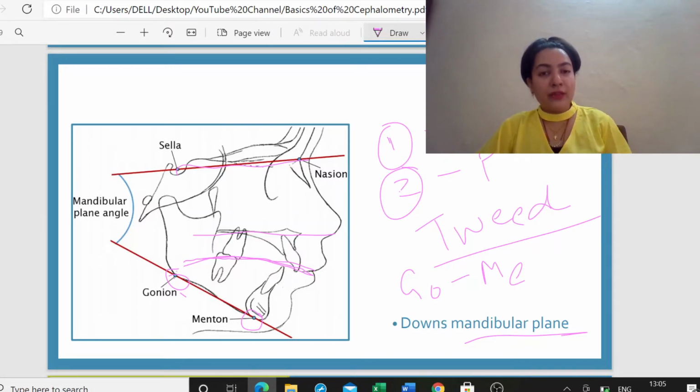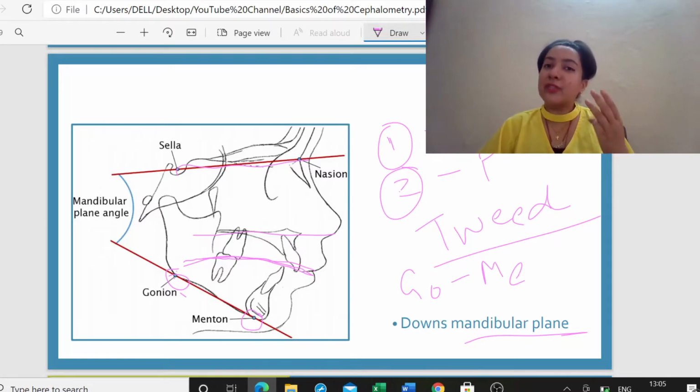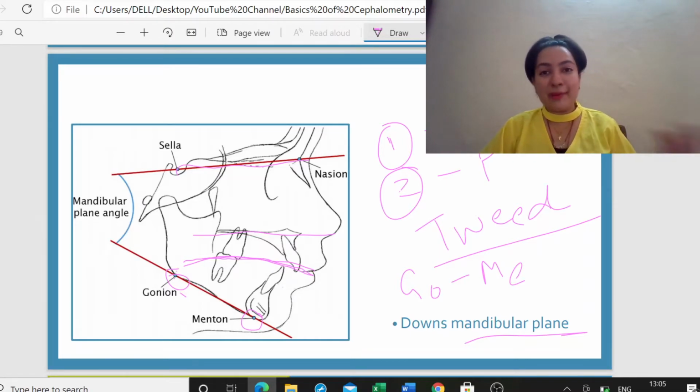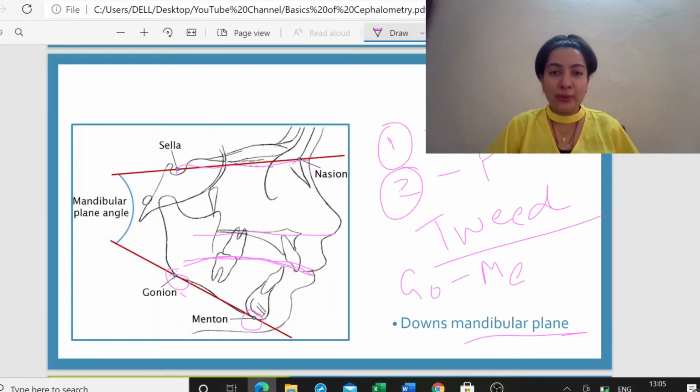Okay, so one thing which you have to remember in mandibular plane, it was given by three people: Downs, Steiner and Tweed. Downs said it is between gonion and menton. Steiner said gonion and gnathion, and Tweed came up with the tangent to the mandible. So these are a few things which are extremely important. You should be very much thorough with it.